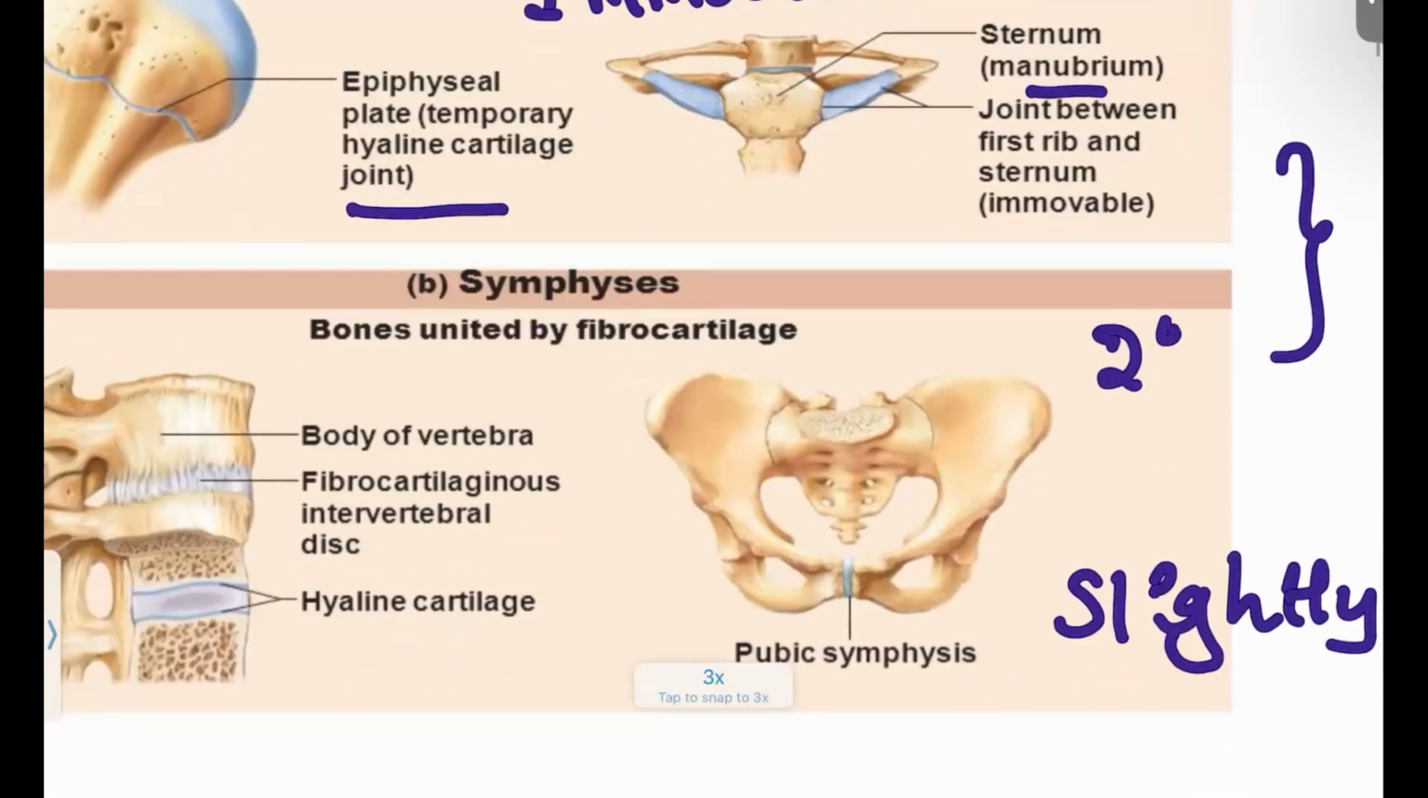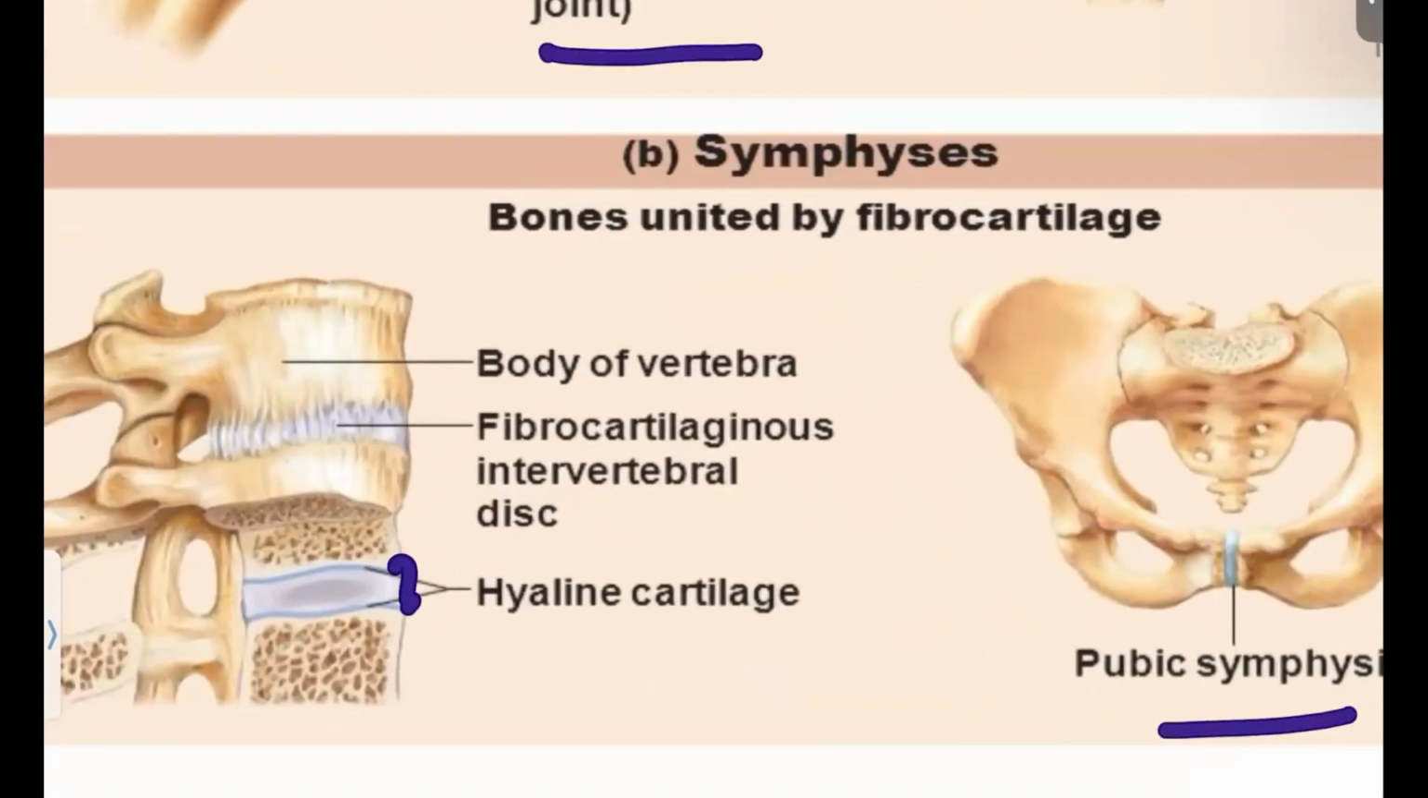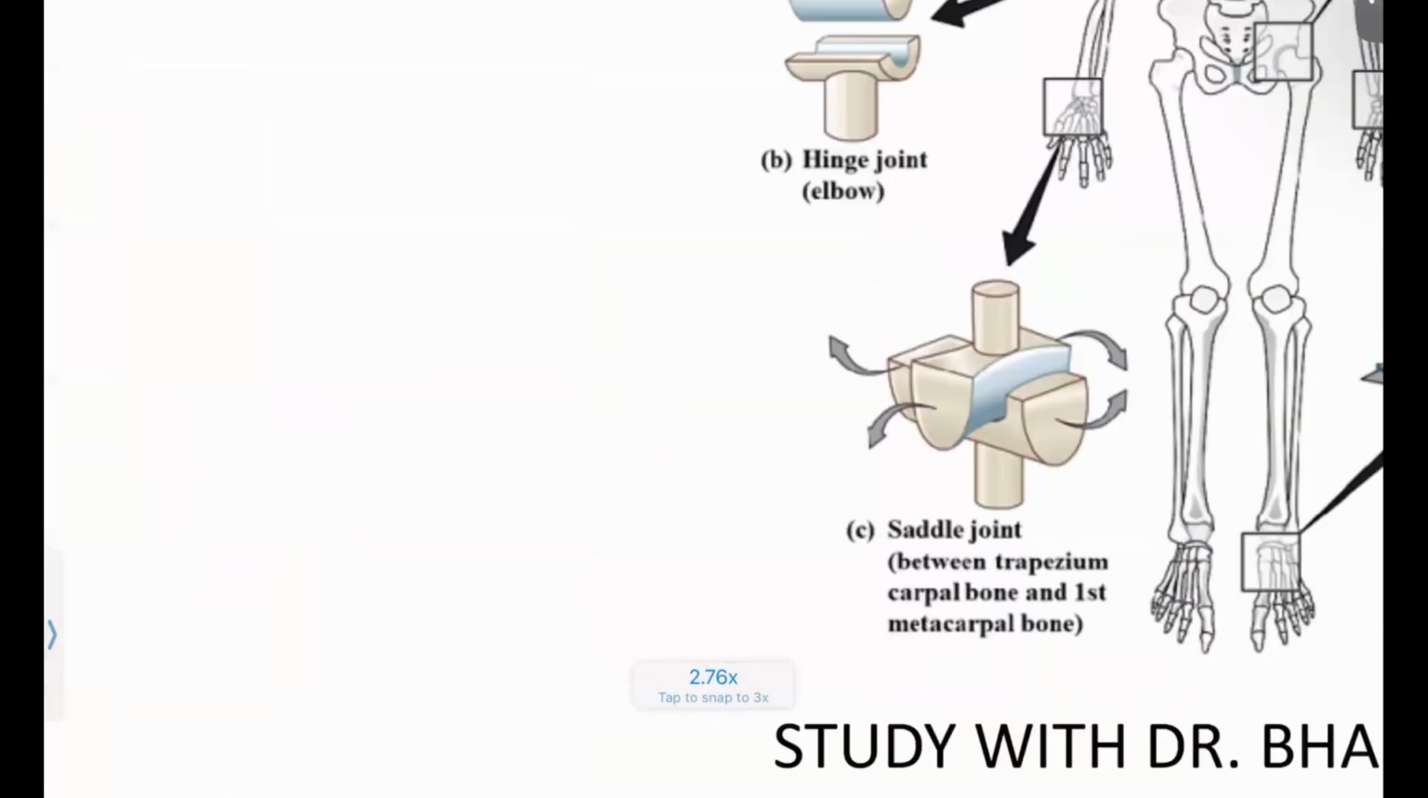And symphysis, the name itself tells, the pubic symphysis is one example of the secondary cartilaginous joints. Also the intervertebral joint. These are your vertebrae. In between them there is a joint known as a symphysis, which is slightly movable, depending on the movement. Next, moving on to the synovial joints.